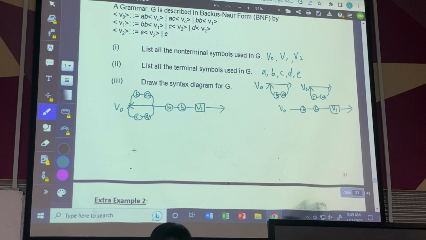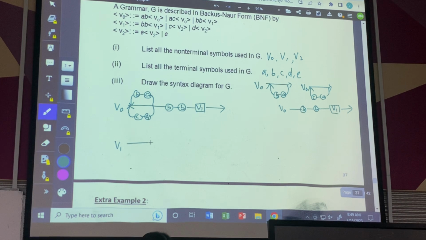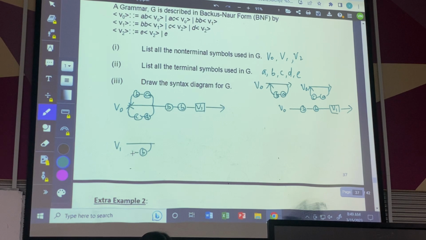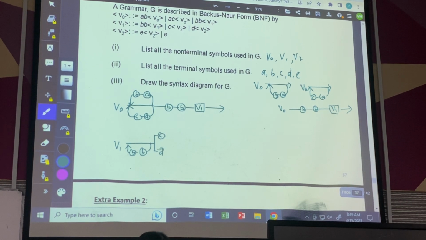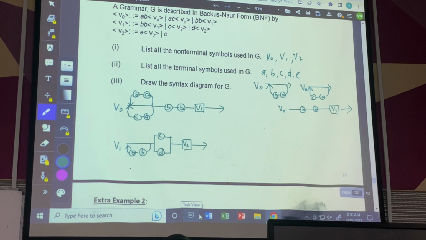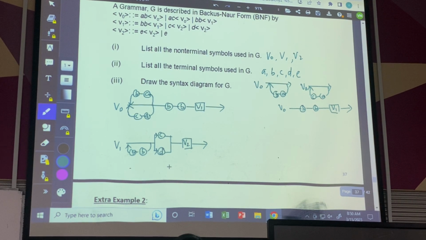Then for V1 also the same. V1, you can draw the three also in one. Get the same diagram with me? Do you have the same?